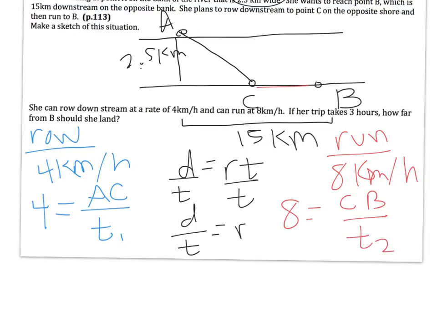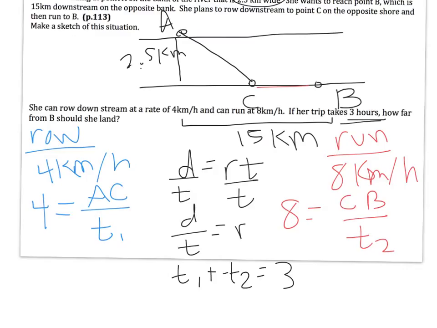All right, now the last bit of this question says her trip takes a total of 3 hours. Well, we could write another equation saying that the time it takes rowing and the time it takes running, that's T1 plus T2, is 3 hours. How far from B should she land? So we're looking at the distance from B that she's landing.